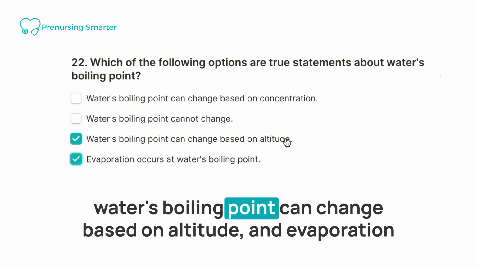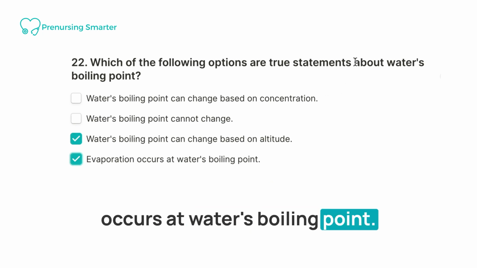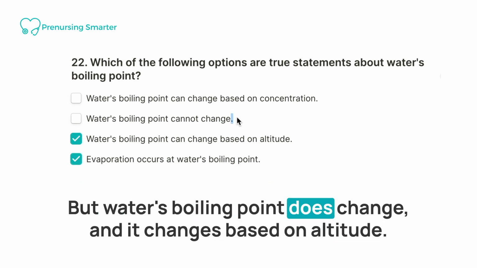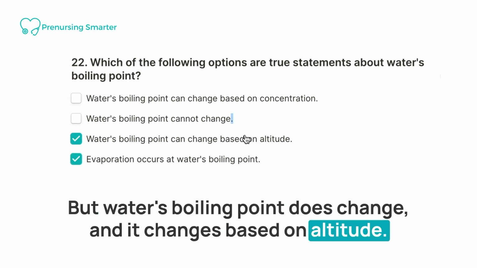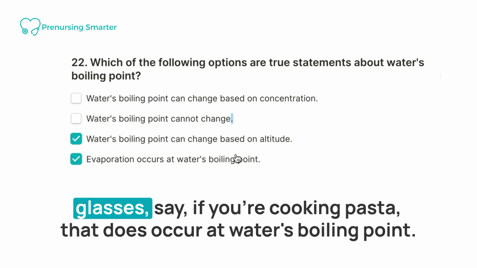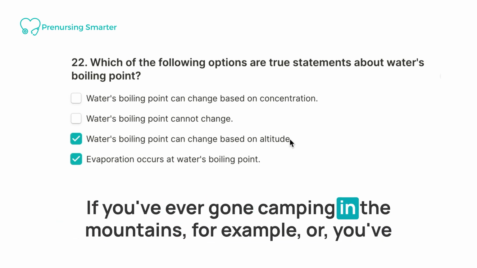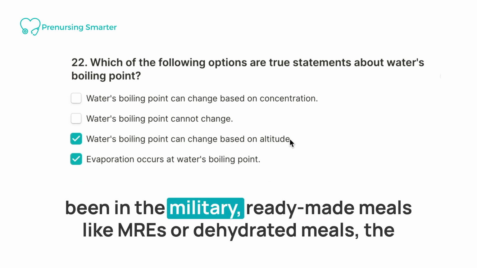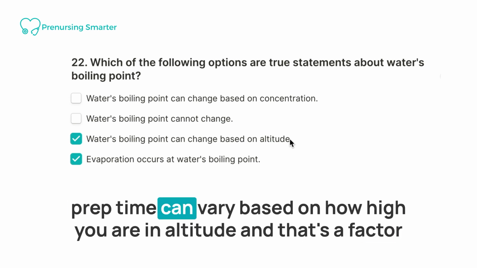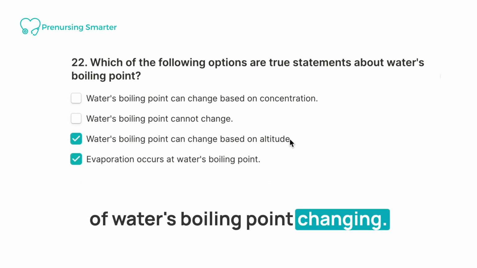Answers are water's boiling point can change based on altitude, and evaporation occurs at water's boiling point. Water's boiling point does not change based on concentration of water, but water's boiling point does change, and it changes based on altitude. Then evaporation, that's the steam or mist coming up that fogs up your glasses, say if you're cooking pasta, that does occur at water's boiling point. If you've ever gone camping in the mountains, for example, or you've been in the military, ready-made meals like MREs or dehydrated meals, the prep time can vary based on how high you are in altitude, and that's a factor of water's boiling point changing.